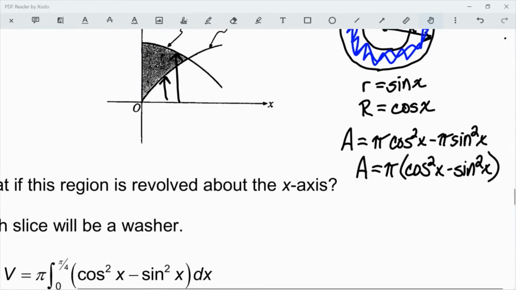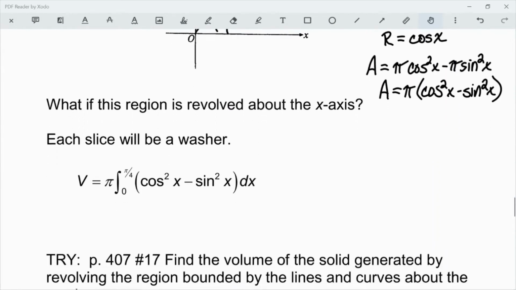And now when we set this up in an integral, here's what the integral would look like. Our volume would be pi times the integral from 0 to pi over 4 of cosine squared x minus sine squared x dx. This is not one I would expect you to do without a calculator, but you could. We can use a trig identity and convert this into a cosine 2x. And then from there, we can solve this out and get the exact solution. So it turns out this is exactly equal to pi over 2.